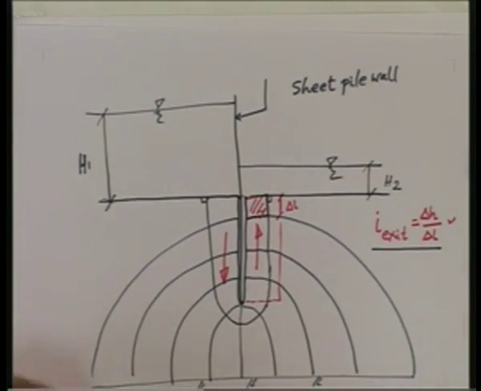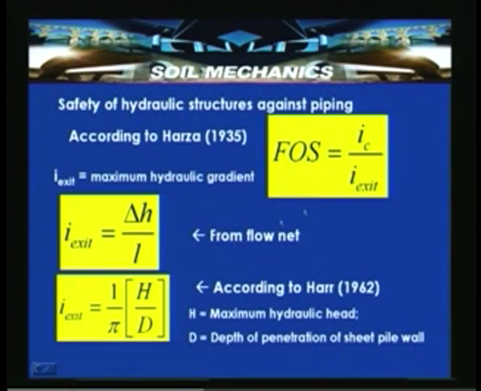There are 2-3 methods to calculate this I exit, but one of the methods is by using the flow net. I exit is the maximum hydraulic gradient at the exit, so the factor of safety is equal to IC by I exit. From the flow net construction, you do delta H by L, where L is the length of the flow. According to Harza 1962, I exit is defined as 1 by pi times H by D, where H is the maximum hydraulic head with which the head loss is occurring, and D is the depth of penetration of the sheet pile wall. H is the head loss occurring between the upstream side and the downstream side.